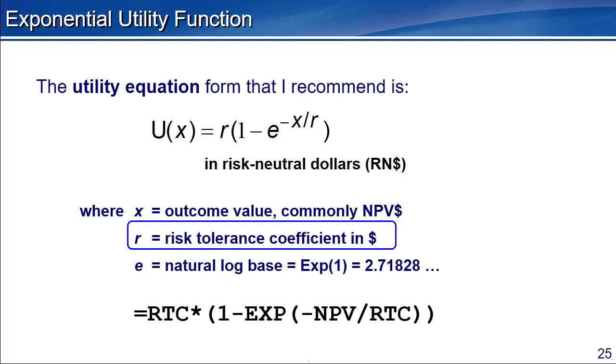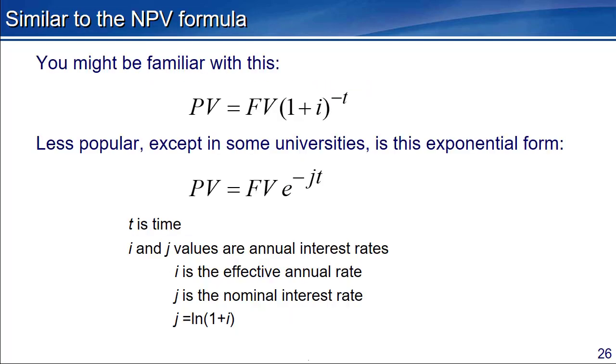This is how the equation might be expressed in Microsoft Excel. I've used RTC as a symbol for R because Excel reserves R for row. Don't be alarmed by the utility equation that converts outcome NPV into utility units. It is somewhat similar to the present value equation that converts a future net cash flow amount into net present value equivalent today. The upper equation is the form that most analysts use and recommend. The lower equation is equivalent but uses an exponential function instead. The point is that the utility calculation is similarly simple as the common NPV calculation.